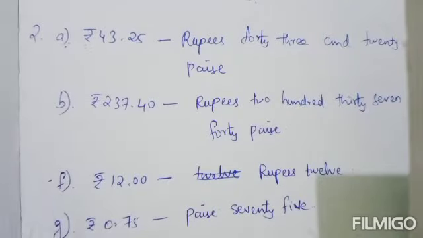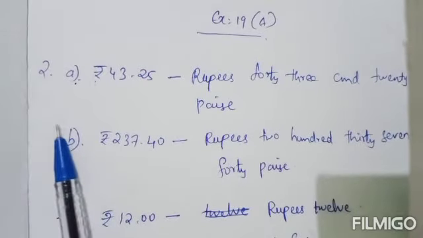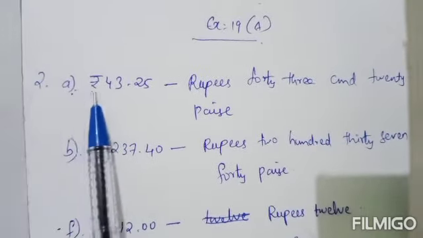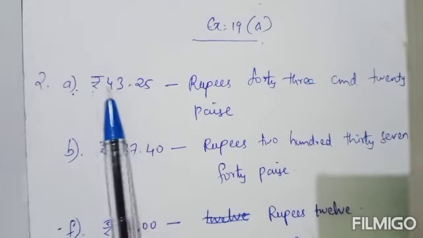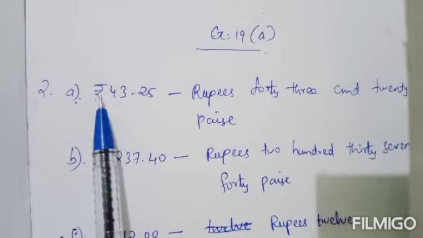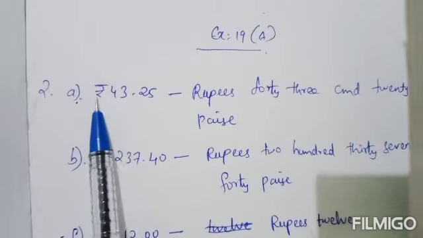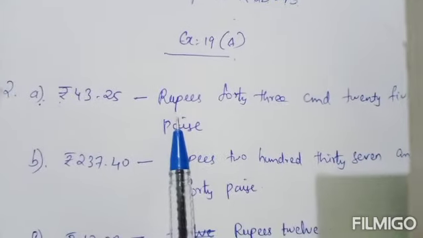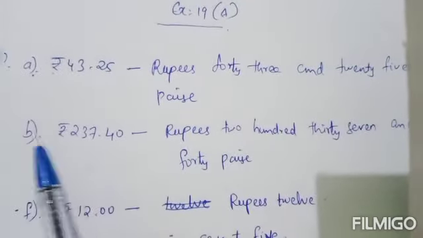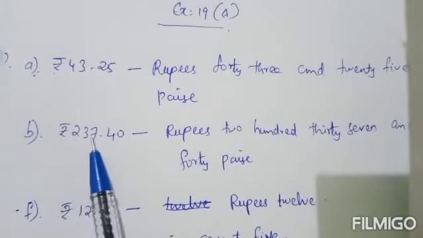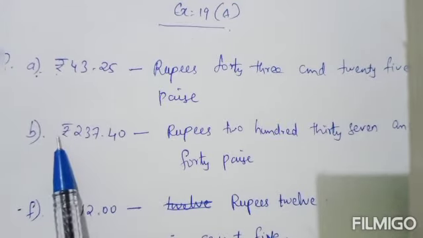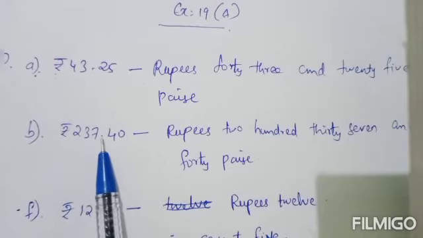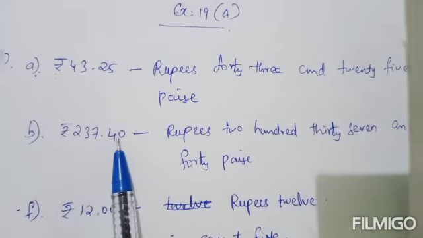Second question, express each of the following amounts in words. In that A, rupees 43.25. You have to write in words. So you can write like this: rupees 43 and 25 paise. Okay, next B, rupees 237.40. How can you write in words? Rupees 237 and 40 paise.